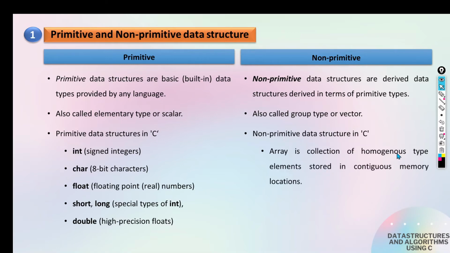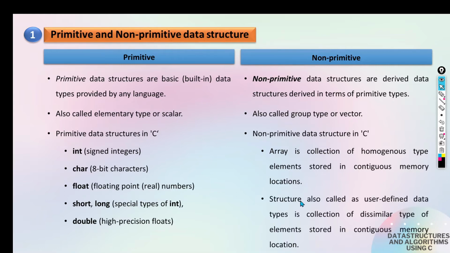Array is a collection of homogeneous type elements stored in continuous memory. All the elements are of the same type, but they are kept in memory in a continuous form. They share a common name. They are kept in memory at a fixed distance apart.